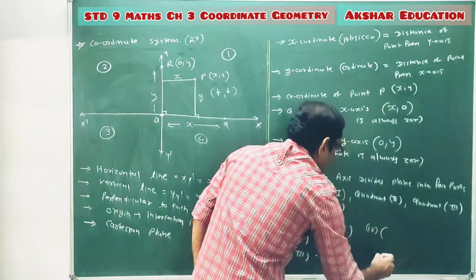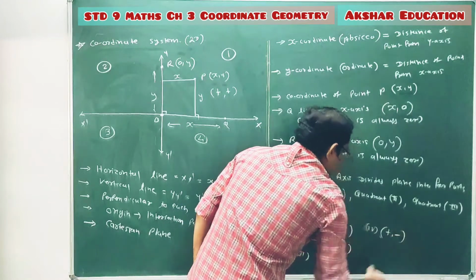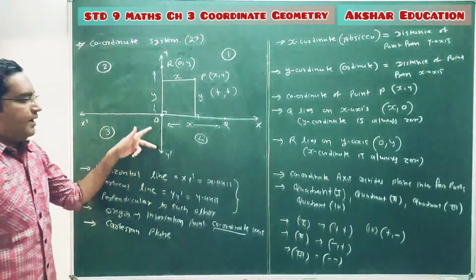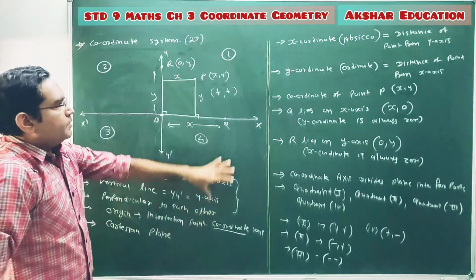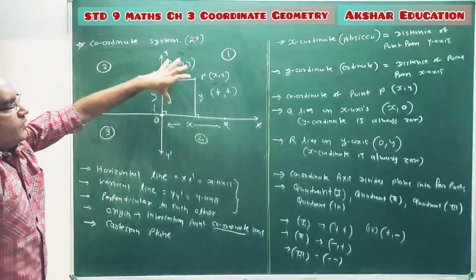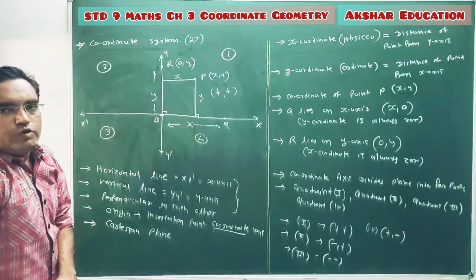So any point which lies in the fourth quadrant, whose x coordinate will always be positive and y coordinate will always be negative. So you have to remember the sign of each quadrant: first quadrant, second quadrant, third quadrant and fourth quadrant.